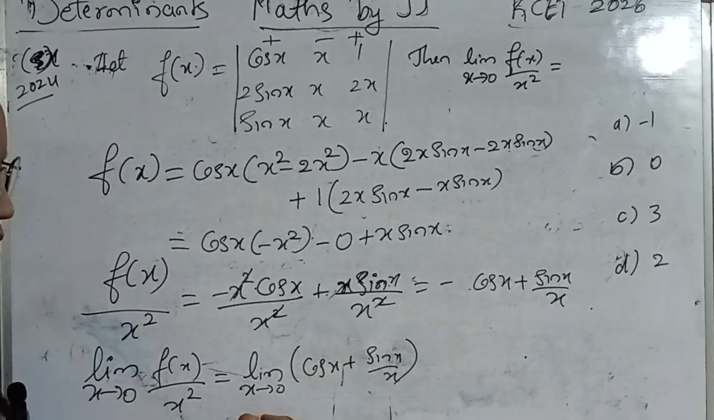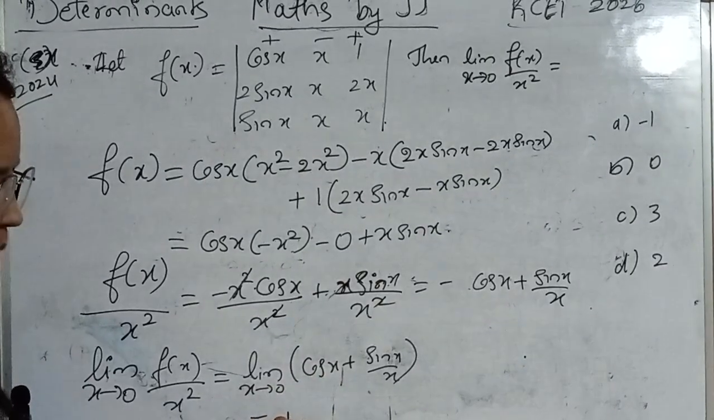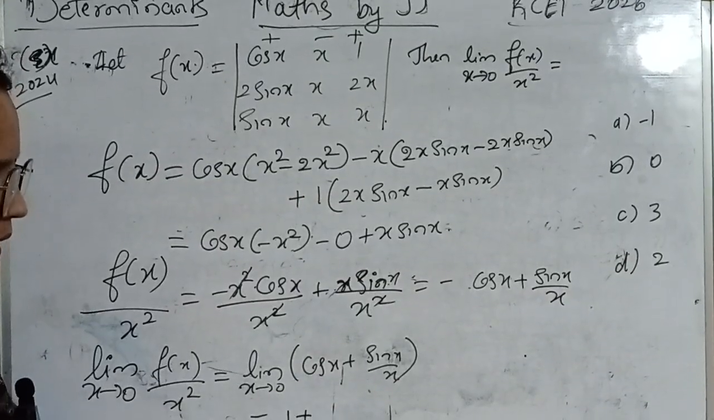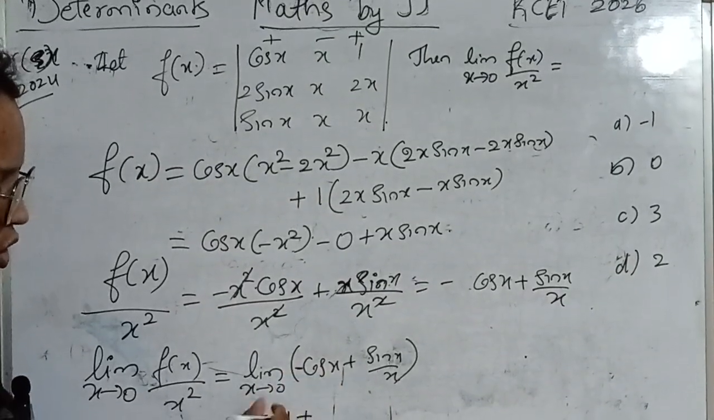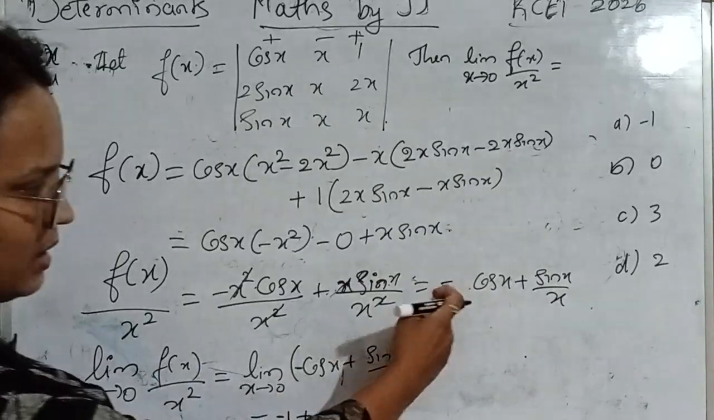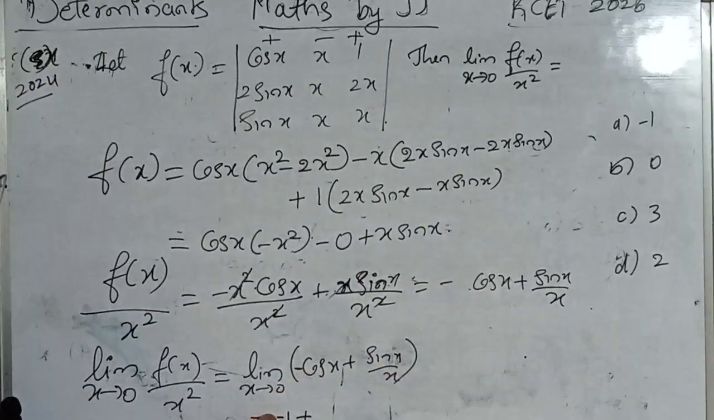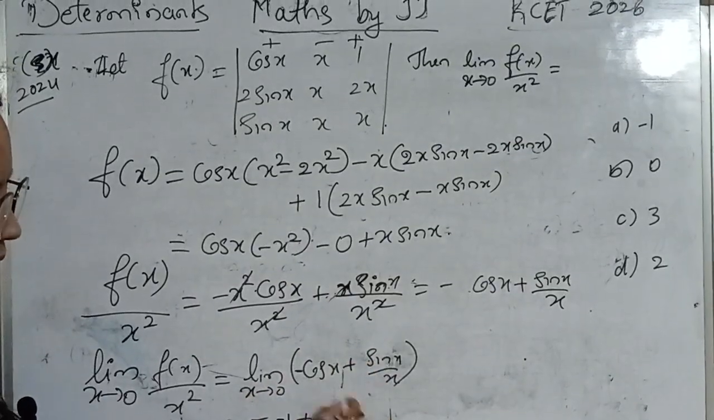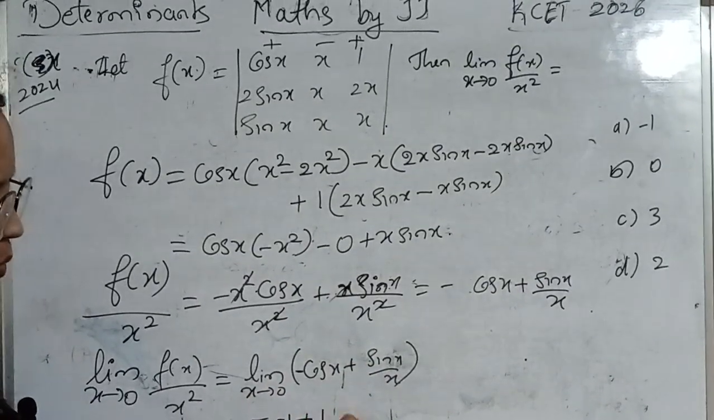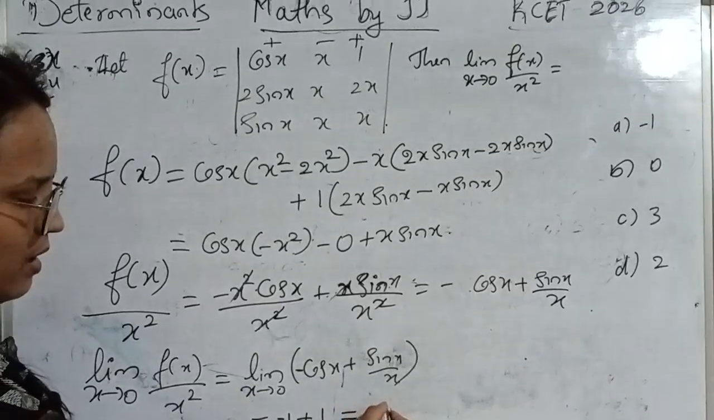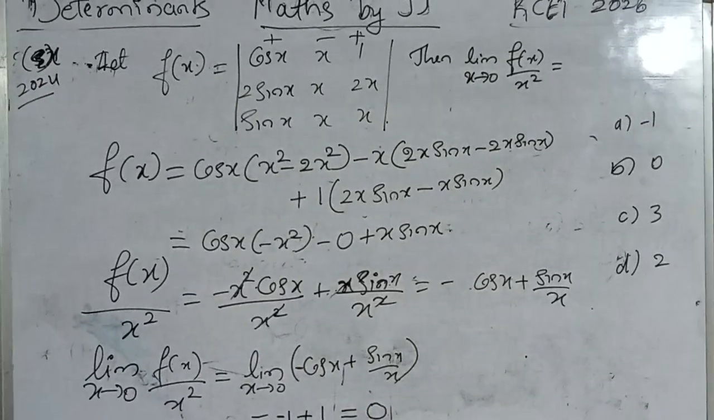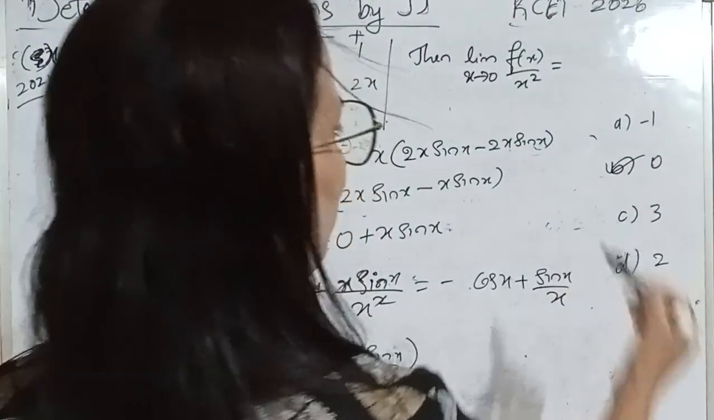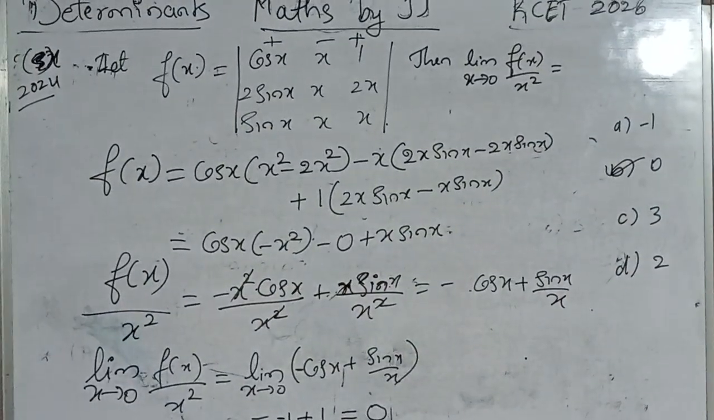So cos 0 will give you how much, 1 plus, correction, here it is minus actually, so you get minus 1, it is minus cos x. So minus of cos 0 is 1. Then limit as x tends to 0 of sin x by x, which is the sandwich theorem, you will be getting 1. So the entire answer is 0. So this is how you will get the value as option number B.